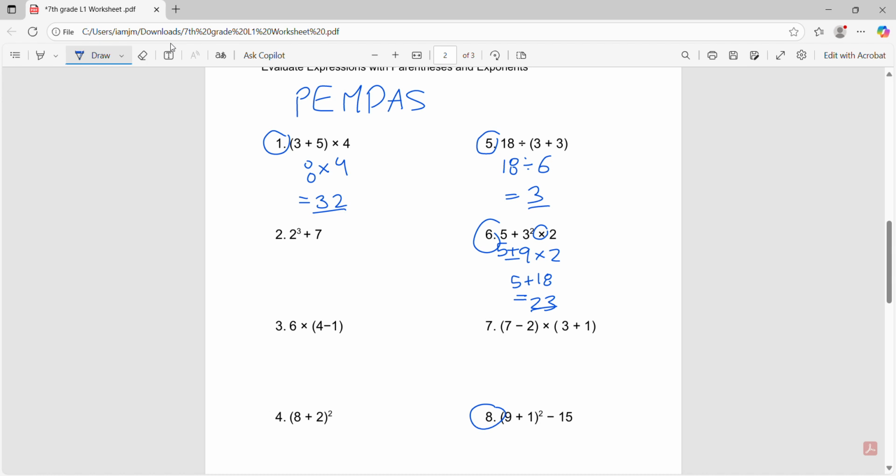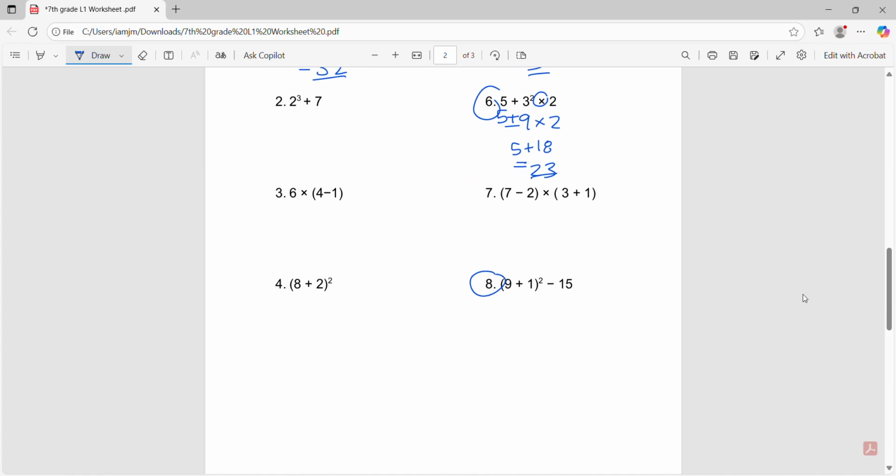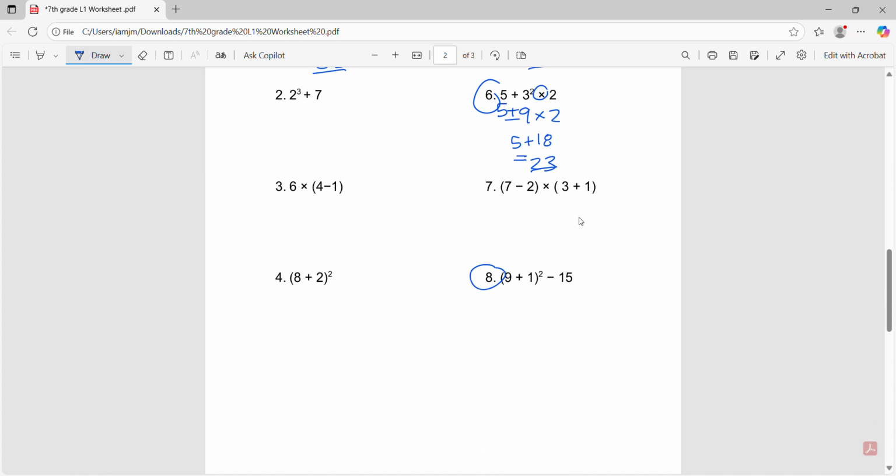Let's move on to number 8. So this one's a bit more complicated than earlier questions, but we'll do fine. Should we do the parentheses first or the exponent? The parentheses. Don't get fooled by the complex looking visual. Just follow the PEMDAS. P-E-M-D-A-S.